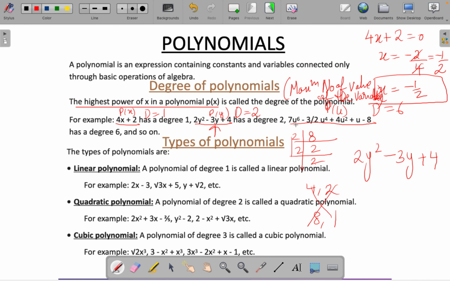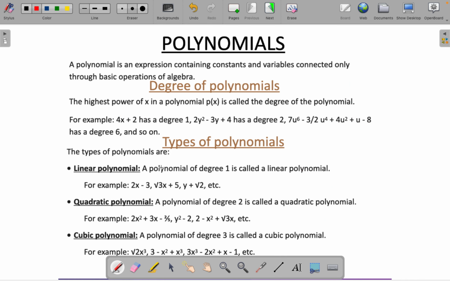तो यहाँ पे u की डिग्री जो है वो 6 है. p of u की डिग्री जो है वो 6 है. So इसमें मैक्सिमम कितनी u की वैल्यूज आ सकती हैं? 6 आ सकती है. So basically when we talk about types of, so I hope the degree is clear, right?